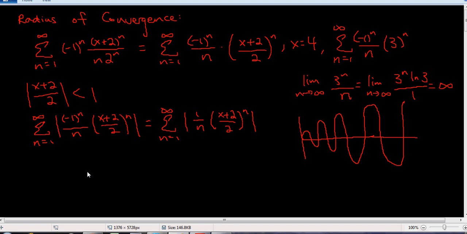So I want to use the direct comparison test. Right, so let's start off with what I have. I know this is always going to be bigger than 0. Fair enough, right? I mean, it's got an absolute value sign around it. Of course, it's going to be bigger than 0.